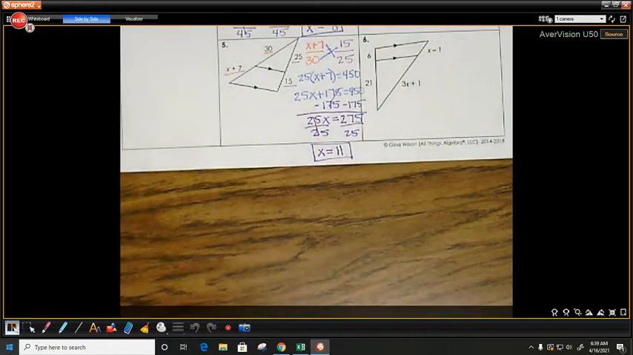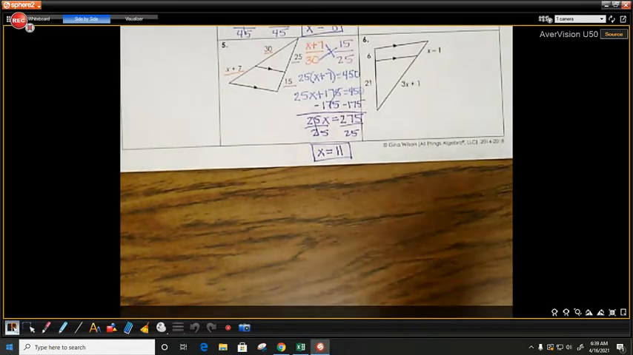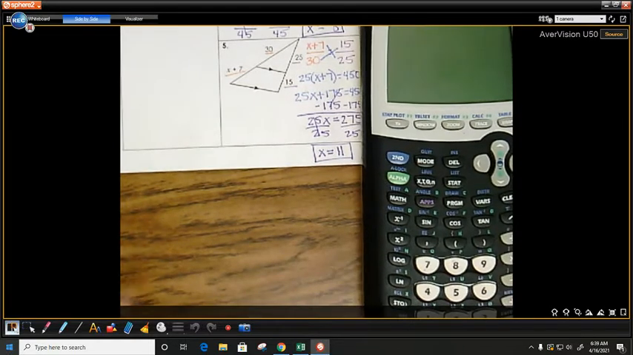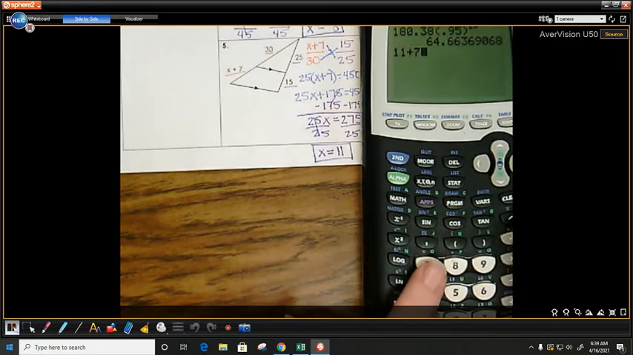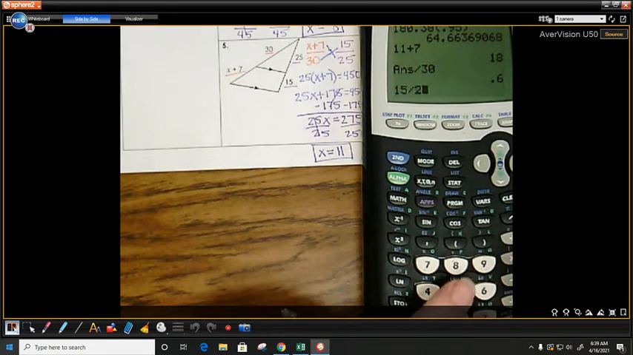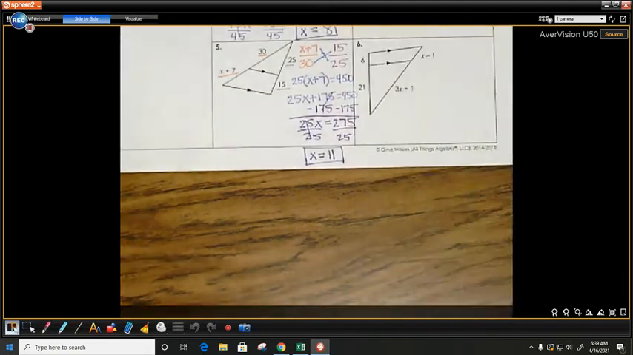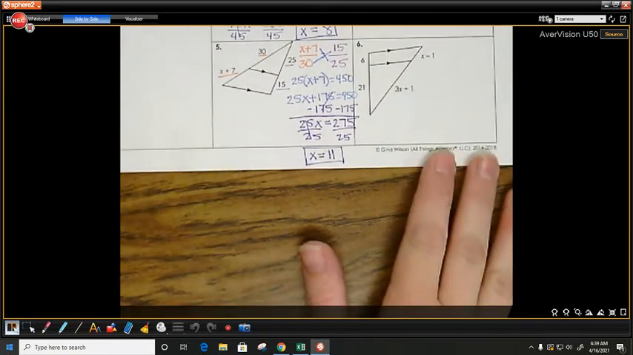So that one was a little bit longer. So what I would do is I would check this. Okay, so we can substitute our x value back into our original proportion. So 11 plus 7 divided by 30. And we get 0.6. And then 15 divided by 25. And we also get 0.6. So we found the correct x value.